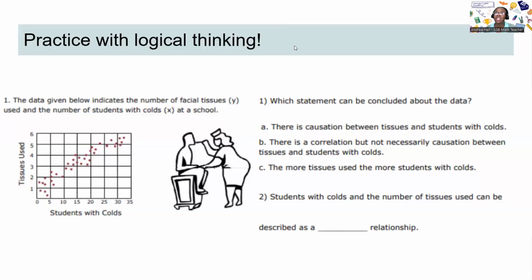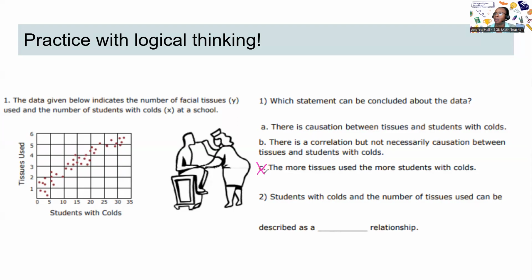All right, let's practice with some logical thinking. The data given below indicates the number of facial tissues, Y, used, and the number of students with colds, X, at school. So here's the picture. Which statement can be concluded about the data? A, there's a causation between tissues and students with colds. B, there's a correlation, but not necessarily a causation, between tissues and students with colds. C, the more tissues used, the more students with colds.